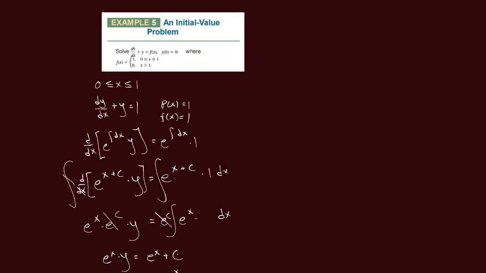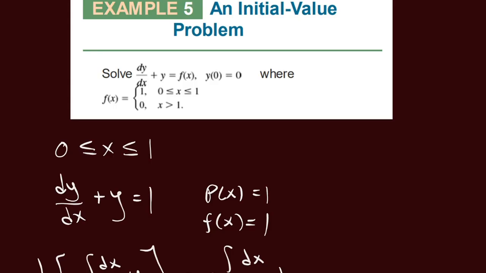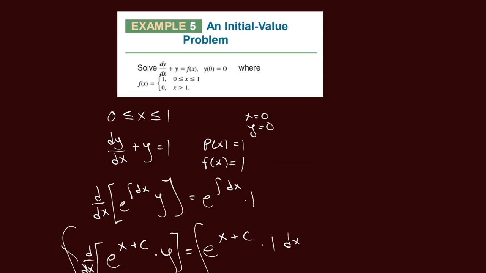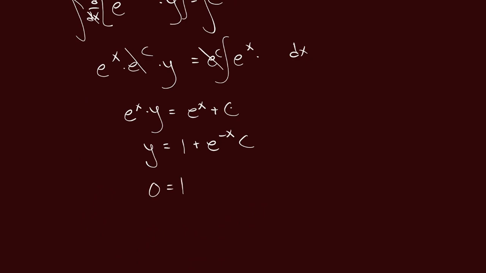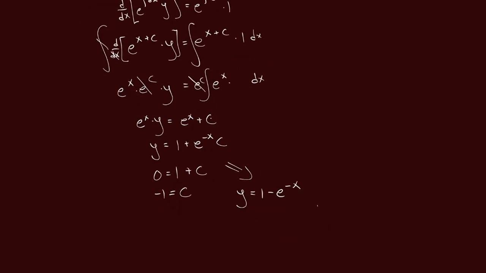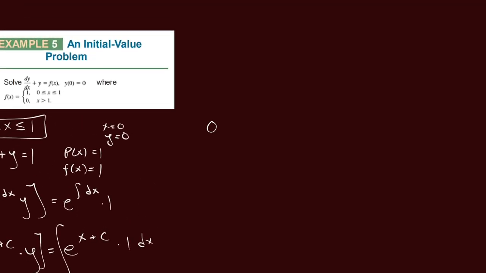Alright, looks good. Now we're told that when x is equal to 0, y is also equal to 0, and that fits inside this interval. So we can quickly solve for c. We can just rewrite this as y equals 1 minus e to the power of minus x, and this is what y will be equal to when x is greater than or equal to 0 but less than or equal to 1.